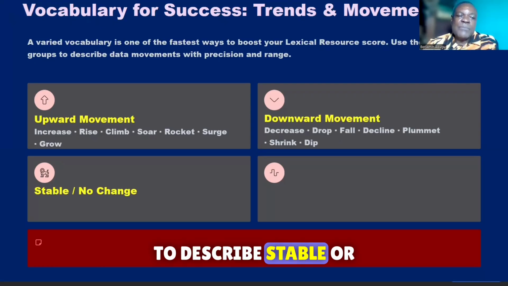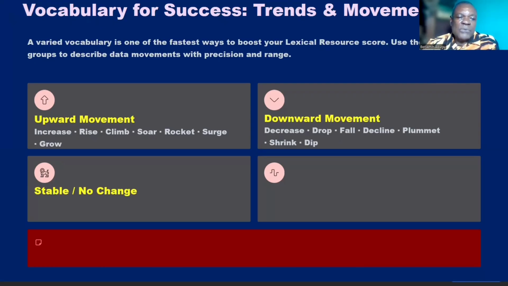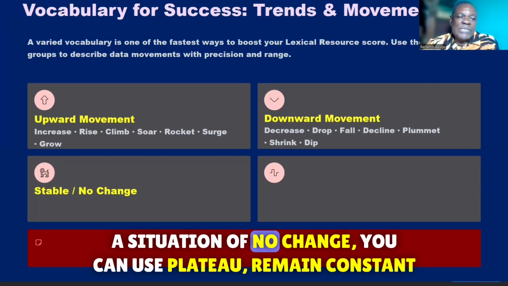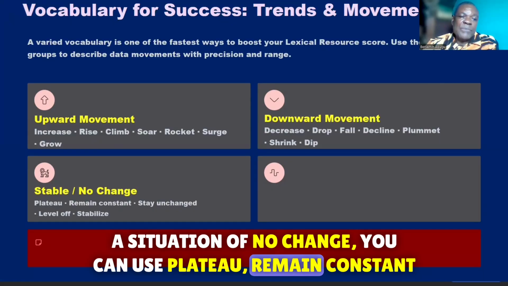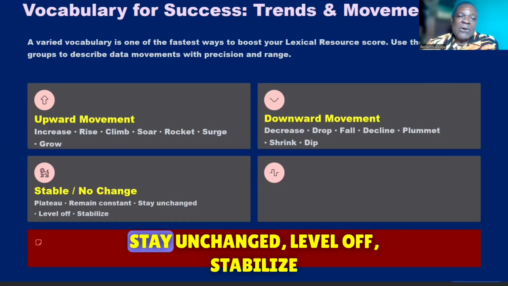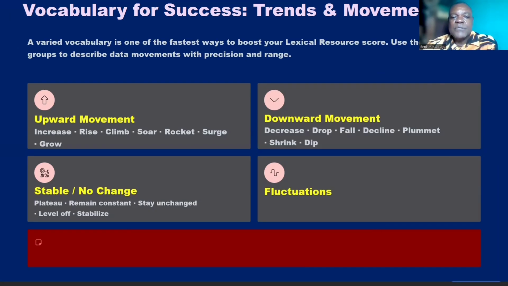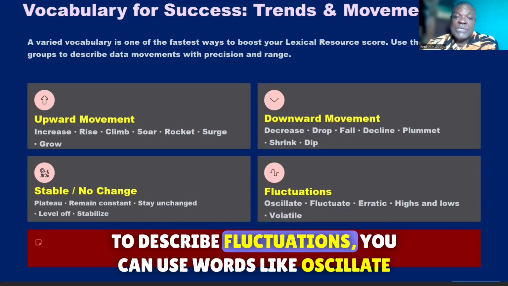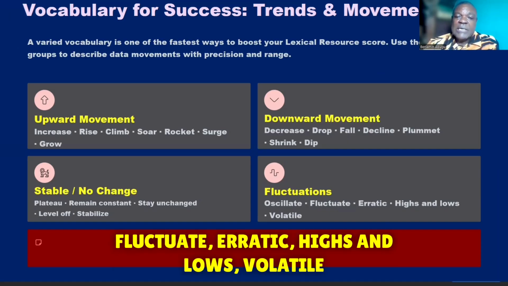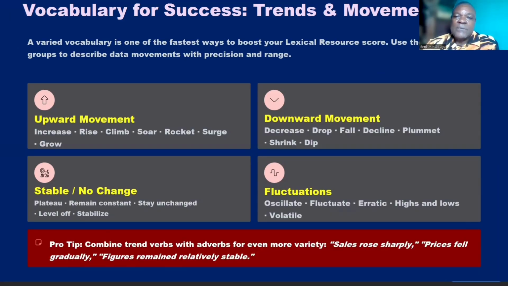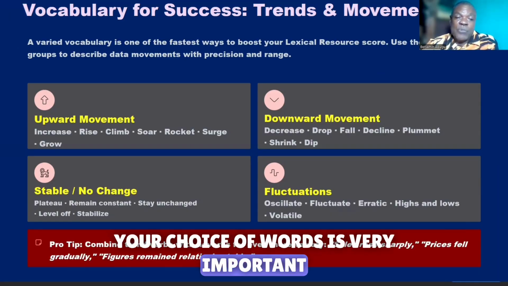To describe stable or a situation of no change, you can use plateau, remain constant, stay unchanged, level off, stabilize. To describe fluctuations, you can use words like oscillate, fluctuate, erratic, highs and lows, volatile. Your choice of words is very important.